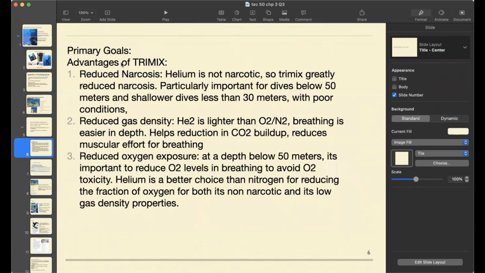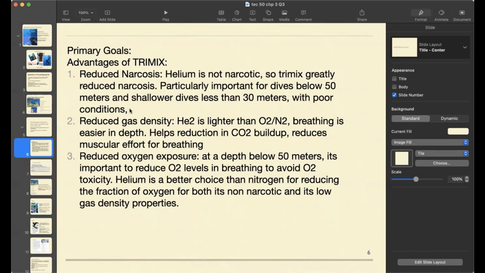The primary question is, what are the advantages of taking trimix? It actually reduces the narcosis. Helium is not narcotic as compared to nitrogen. So trimix greatly reduces the narcosis level, particularly important for dives below 50 meters. It is also useful for shallower dives less than 30 meters with poor conditions, where you tend to have poor visibility, or when you're doing a record sort of dive, or some activity underwater where, because of your activity, you tend to consume more of the air.